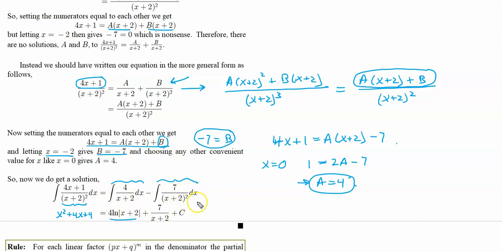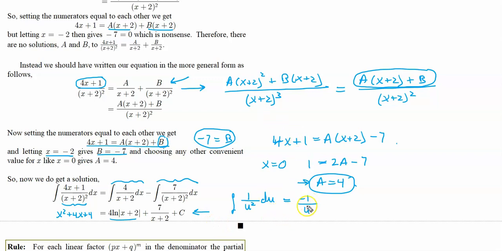And the second one here, you have to remember that the indefinite integral of 1 over u squared du is -1 over u to the first power. And so the indefinite integral here is simply going to be 7 over x + 2. And there you go. We have our answer.